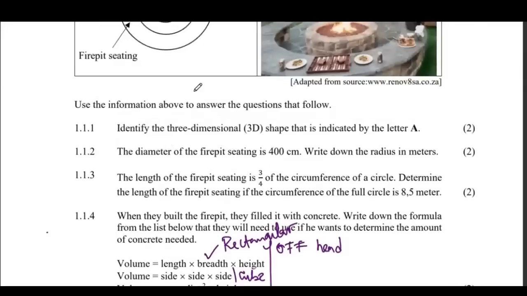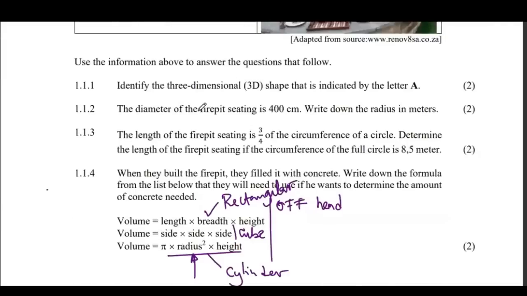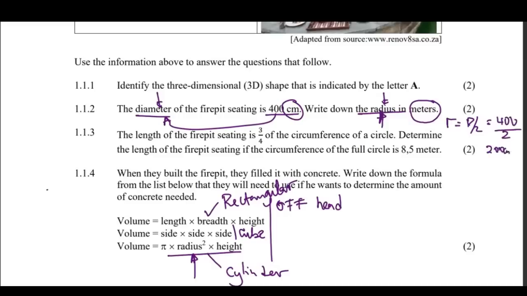Then this is question number 1. Remember, question number 1 is also integrated. It looks at measurements and maps and plans. Look at this here. They're asking to identify the 3-dimensional shape that is indicated by A. These were these seats, the round seats. The diameter is this much. Now, listen. These are simple. The diameter is in centimeters. Take note of that. They want the answer in meters, and they want the radius. Remember very well that radius will always equal diameter divided by 2. So this is 400 divided by 2, 200 centimeters, which we divide by 100 to get 2 meters. You see, 2 marks got just like that.